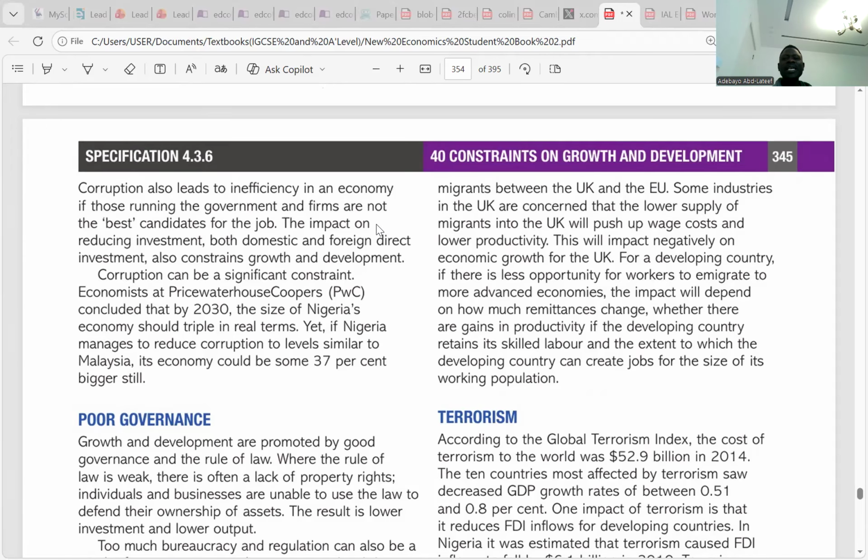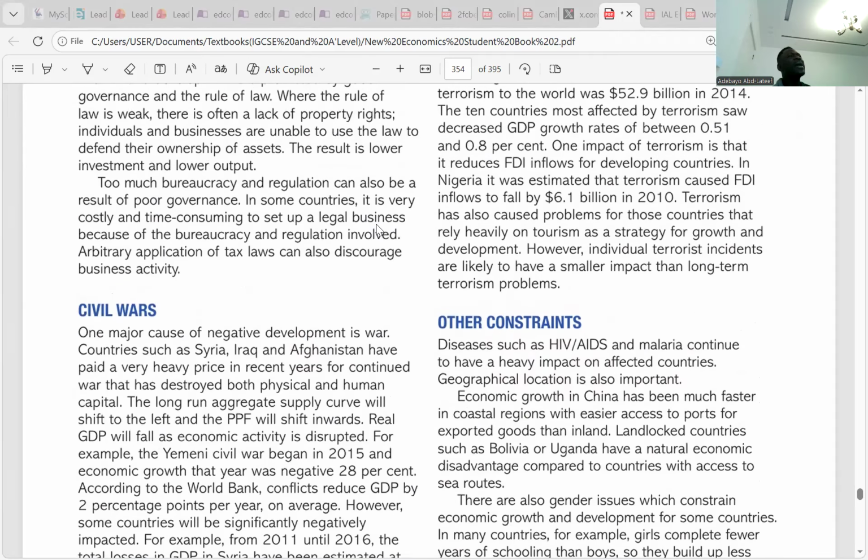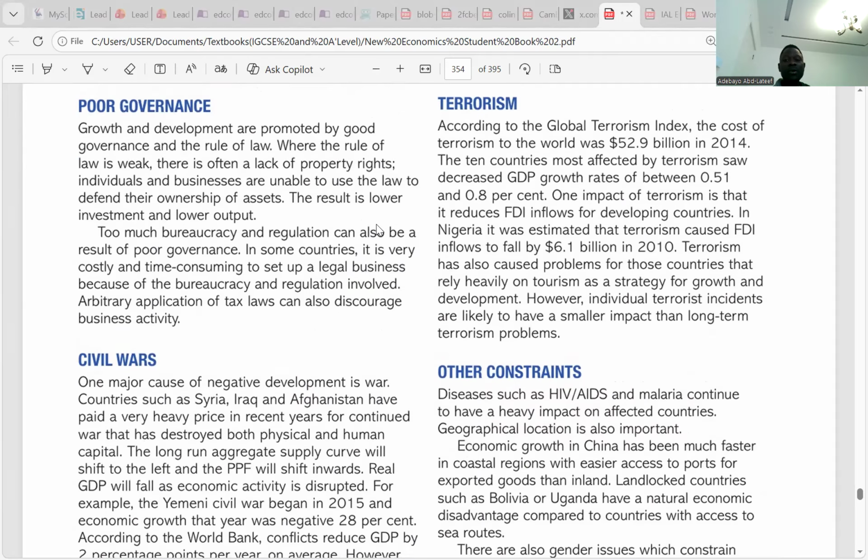So this will impact negatively on economic growth for the UK. So that's about migration. And when it comes to migration, I see more of brain drain. A lot of people leave developing countries because that country is not giving them the chance to reach their potentials, and they have to leave. So a country with more migrants is likely to have an increase in output leading to economic development. I think it's clear.